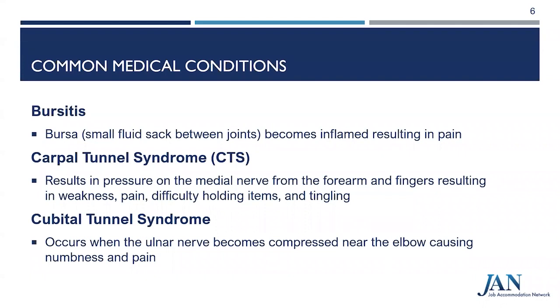Carpal tunnel syndrome is a condition that occurs due to pressure on the median nerve that runs from the forearm to the wrist. It causes weakness in the hands, difficulty in holding items, tingling in the arm, and shock-like feelings that move into the fingers. Cubital tunnel syndrome occurs when the ulnar nerve has increased pressure from the bone or connective tissue, resulting in shooting pain and numbness along the forearm and the fourth and fifth fingers. Intense physical activity could increase pressure on the nerve.